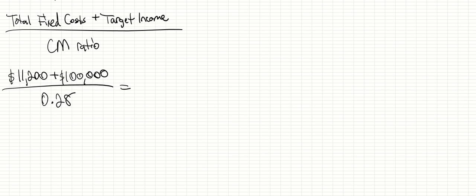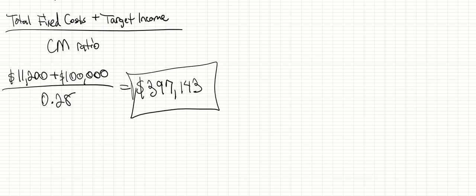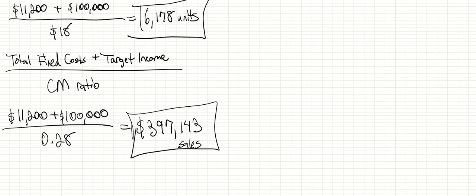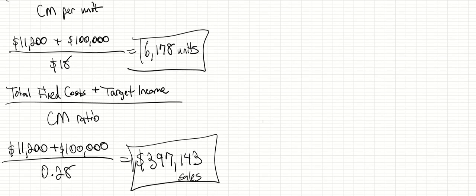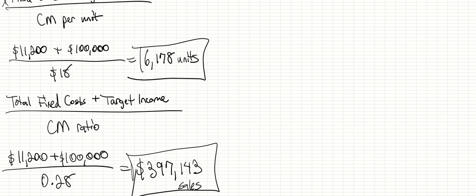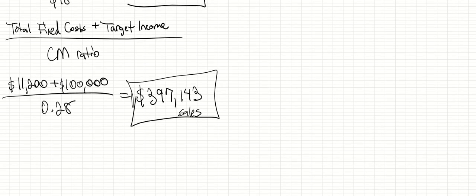So I'm going to take 11,200 plus 100,000 and divide it by 0.28. That's going to give me, now this is a dollar amount, $397,142.86. So I'm going to round this to the nearest dollar and put $397,143. So this is our sales. This is what it's telling us: in order to achieve a target income of 100,000, the company needs to generate in sales $397,143. And that's total sales.